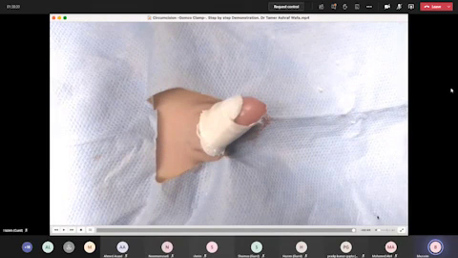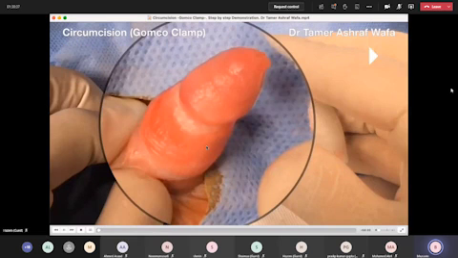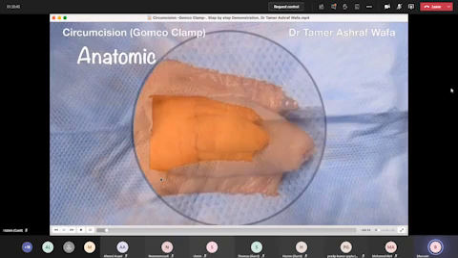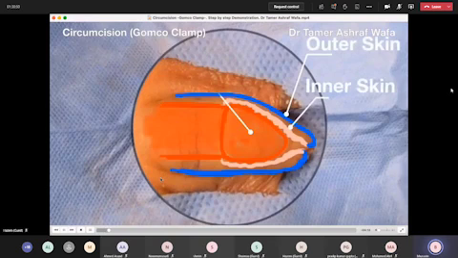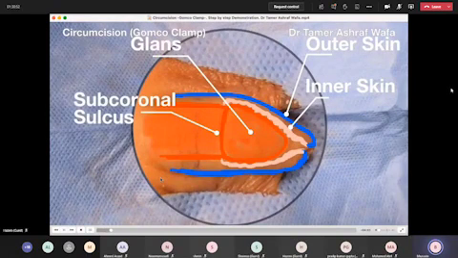Let's watch it again, not because I like repeating things, but because you need to have seen it a lot. The dorsal slit: he started with the dorsal slit. If you remember how he applied in the middle line, he marked out the level where he wants to cut. And there are two layers, the mucosa inner skin and the outer skin.